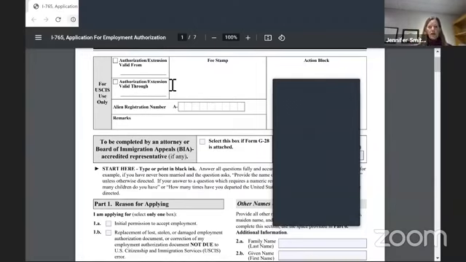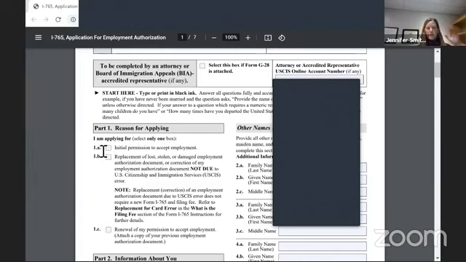Okay. In this form, we're going to go down here, your reasons for applying. En esta parte, es los razones para su aplicación para un permiso de trabajo.